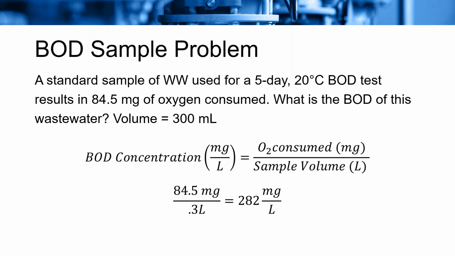Now these problems are straightforward because they're just a concentration. So you just divide the mass of the oxygen consumed by the sample volume. And so for this, we just plug in the 84.5 milligrams, and then we convert the 300 milliliters to liters, and that gives us 282 milligrams per liter.